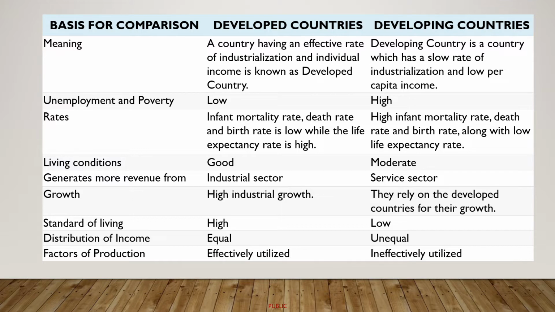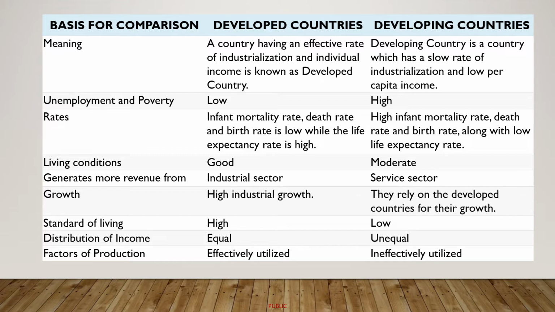Then the rates of developed countries like infant mortality rate, death rate and the birth rate is low, while the life expectancy rate is high. But it is opposite in developing countries because in developing countries, there is high infant mortality rate, death rate and birth rate along with low life expectancy rate.